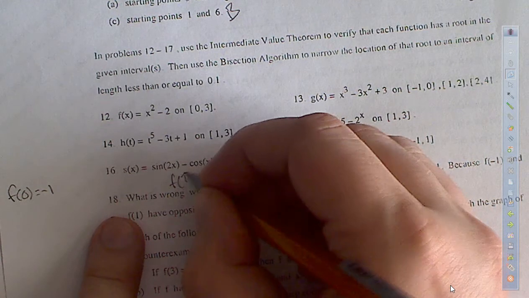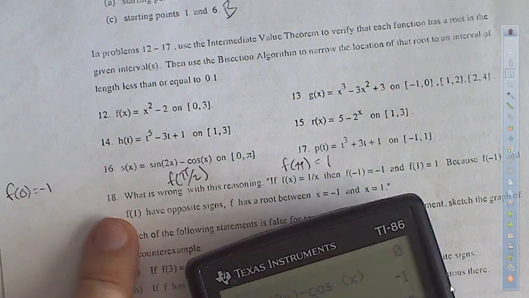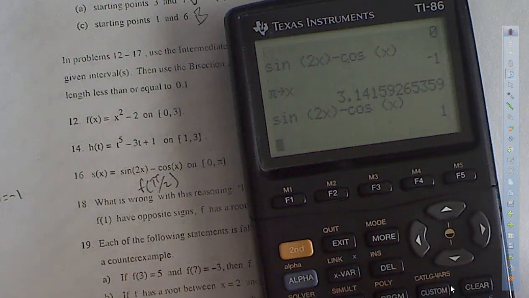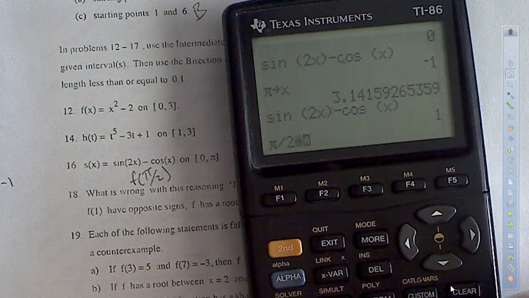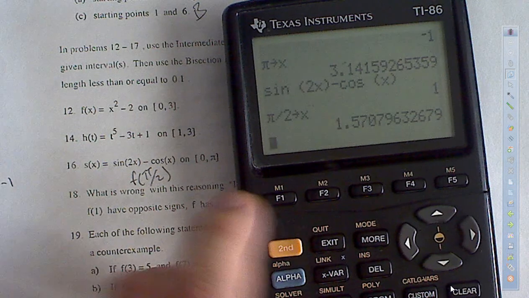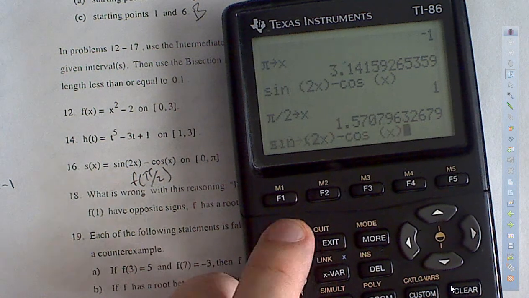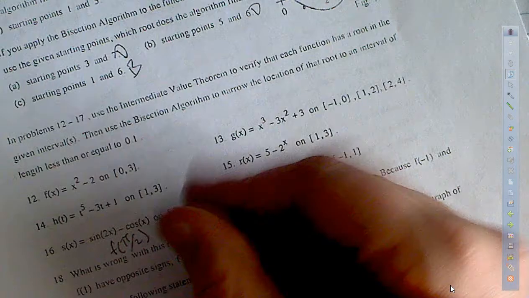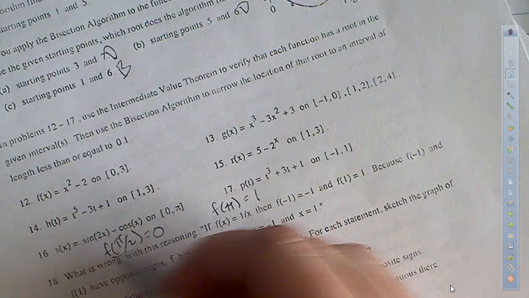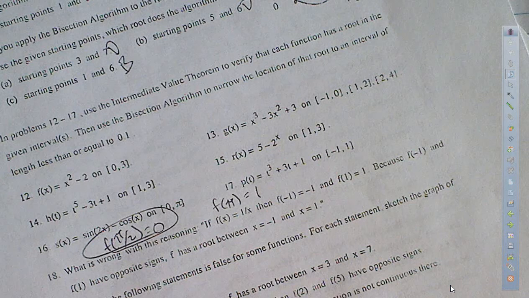Pi over 2. So we're going to use pi over 2. And we're going to do second, pi divided by 2, store for x. And second, enter. And we get back out 0. That's the root! Right there.